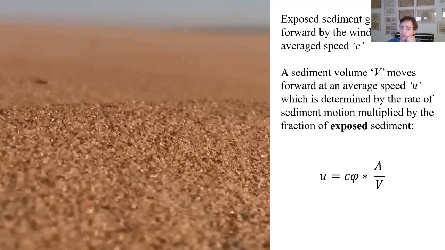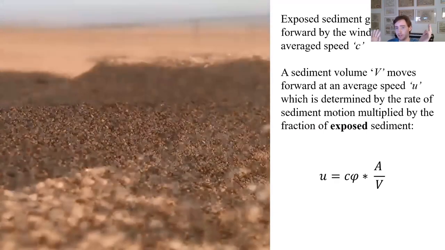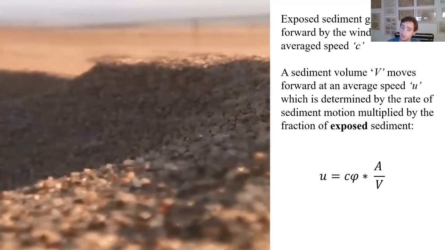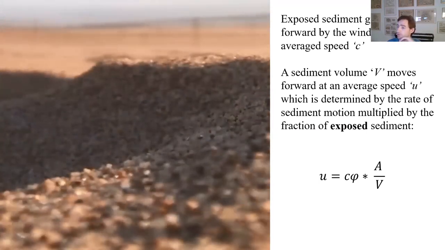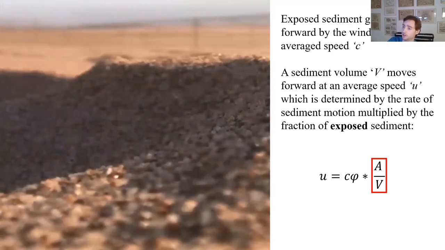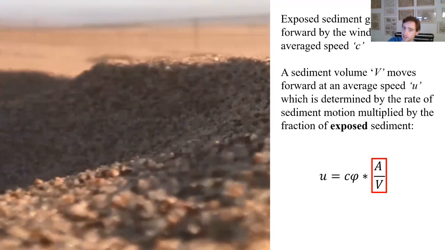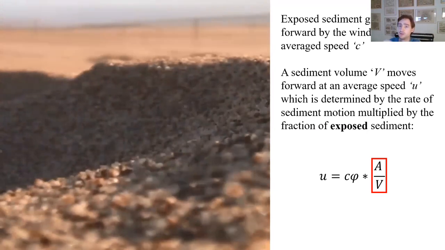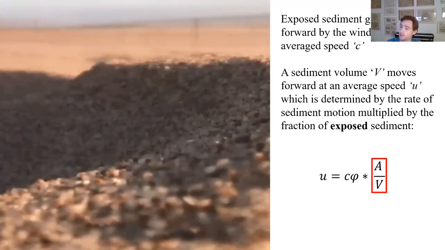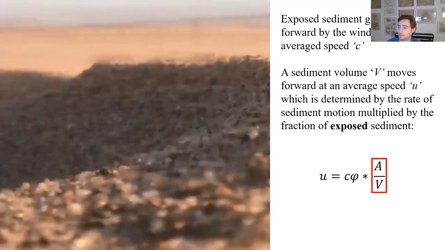So essentially what this equation says is that the speed of any moving sediment volume is proportional to the speed of the moving sediment and the surface to volume ratio. And that's really the key factor that we're going to be looking at. I believe that this surface to volume ratio contains the geometric properties that are responsible for generating bedforms.